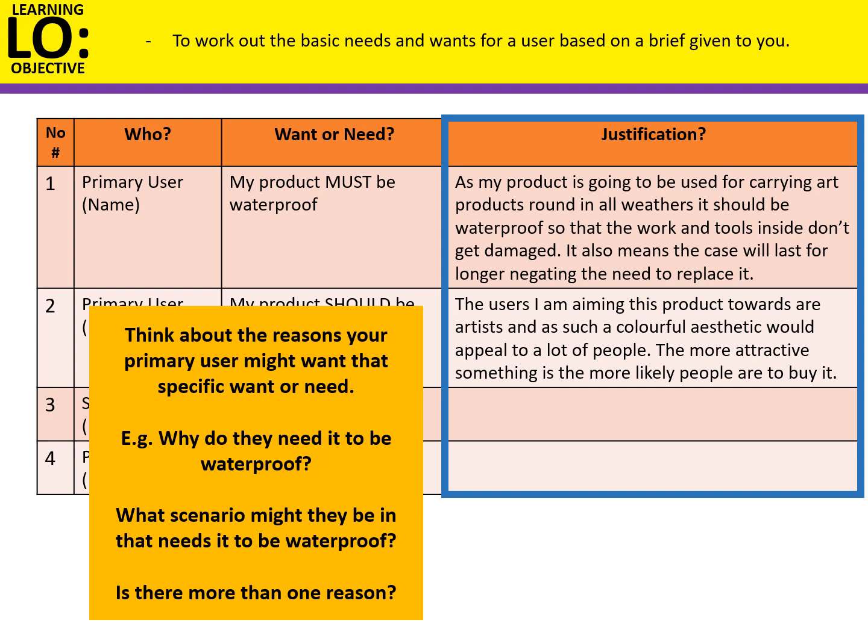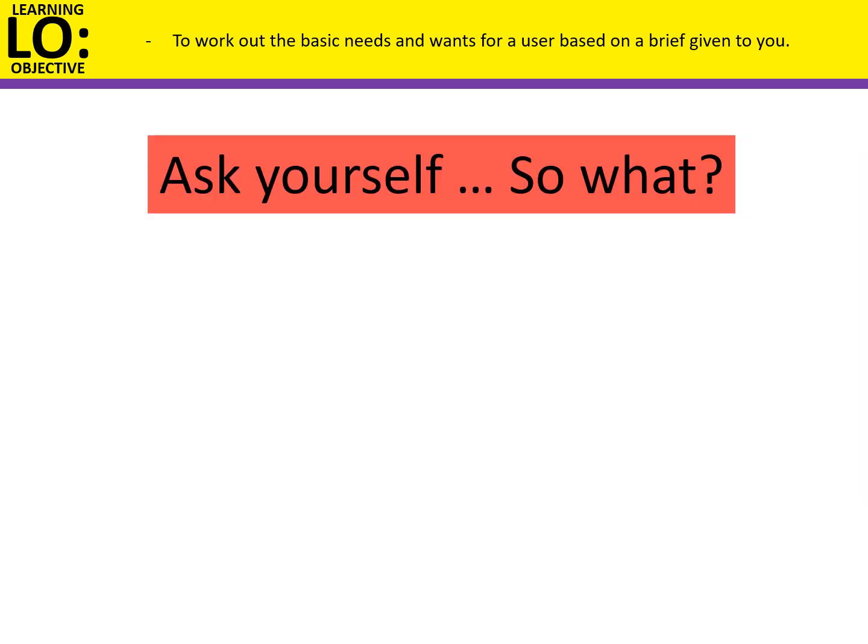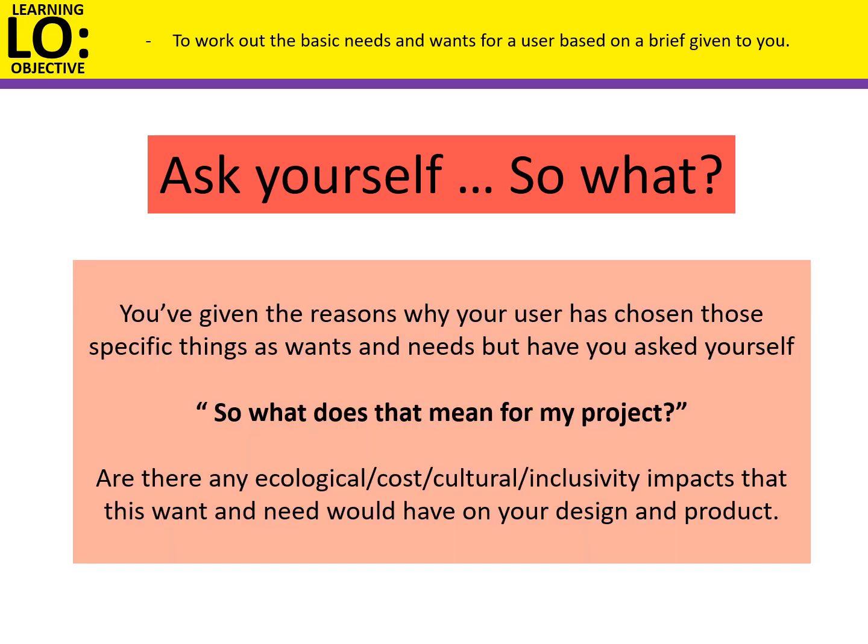And I have found a couple of reasons by talking about the tools and the work not being able to get damaged, and the fact that if it's waterproof, the case is going to last for longer, which means that we're not going to need to replace it. That is a good and well-structured first part of the justification. However, I then want you to ask yourself, so what? And what I mean by that is, so what does that mean for my project? You've given me the reasons why your user has chosen the specific things, but have you asked yourself that question?